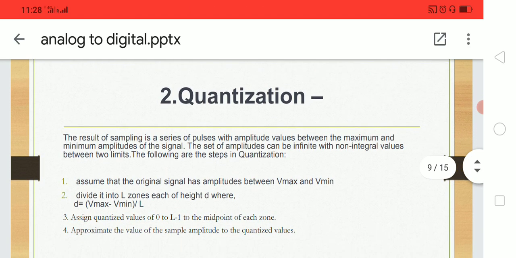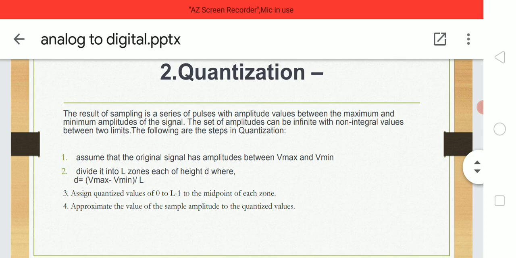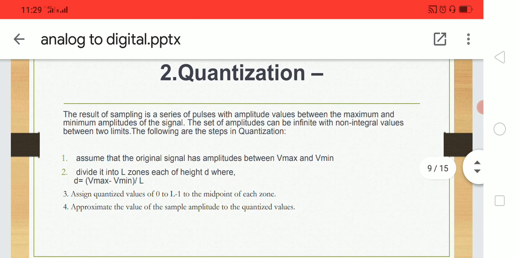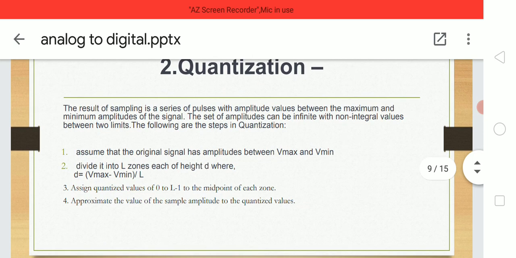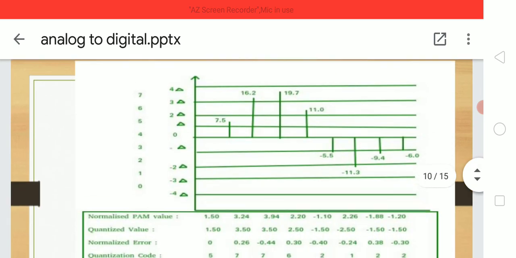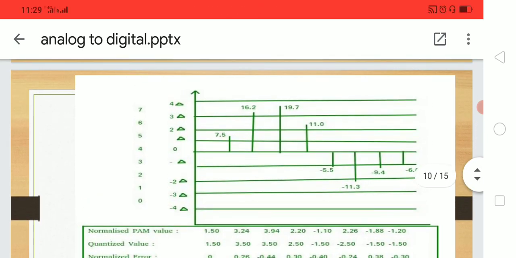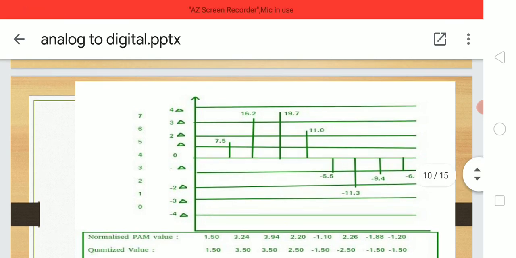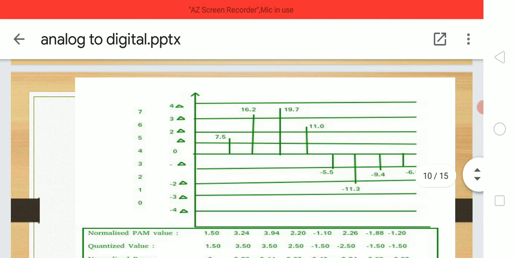PCM is quantization. Sampling is like vertical lines, but quantizing is like horizontal lines. Here the figure shows the horizontal lines representing the quantization and the vertical lines representing the sampling. Okay, let me explain the process.